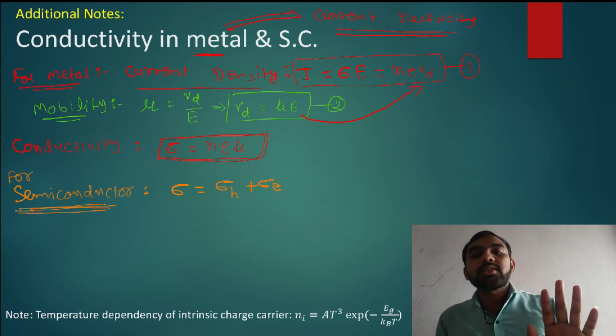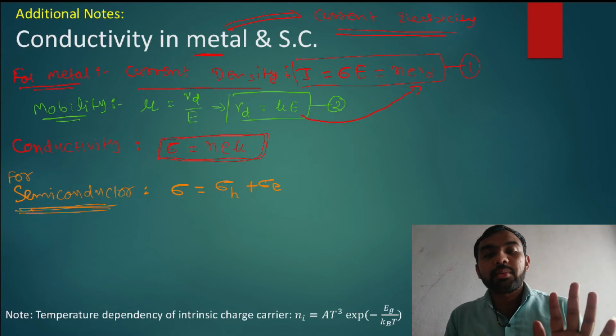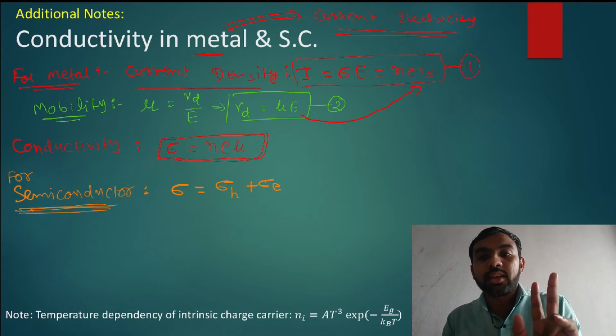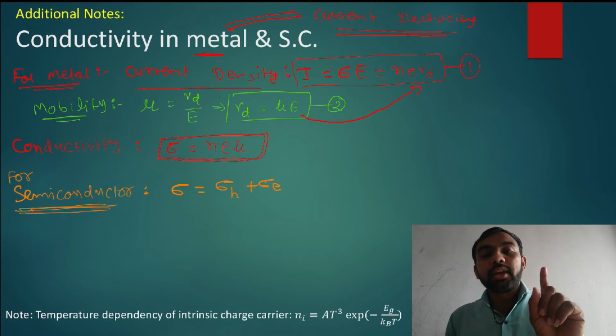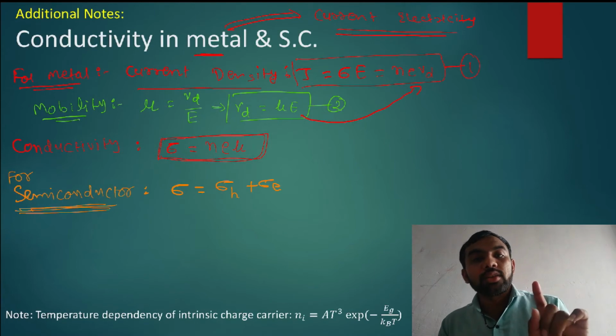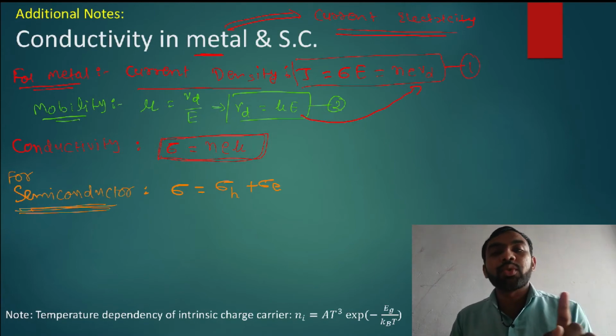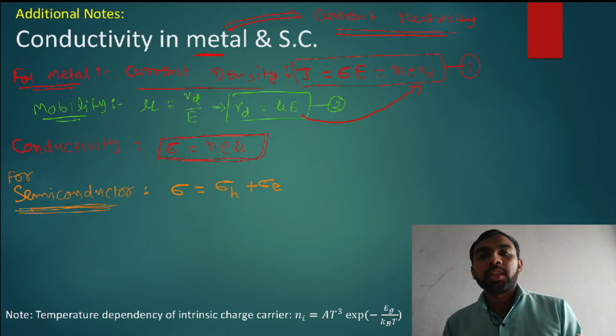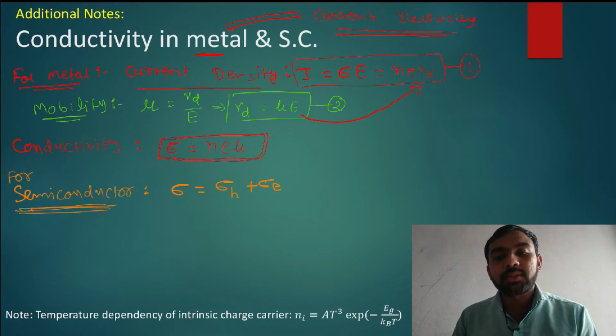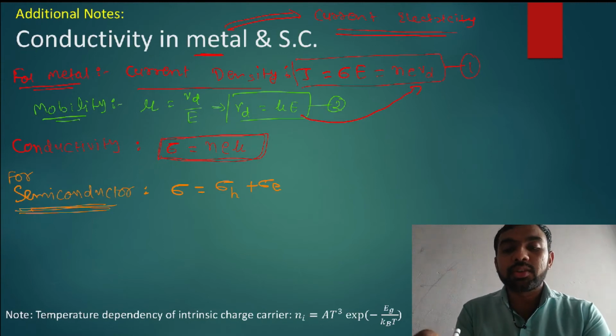मेटल में तो इलेक्ट्रॉन की वजह से कंडक्टिविटी मिलती है, इसलिए वहाँ पे हम सिर्फ इलेक्ट्रॉन यूज़ करते हैं. लेकिन सेमीकंडक्टर में दो चार्ज कैरियर है अवेलेबल, एक है इलेक्ट्रॉन, एक है होल्स. सो टोटल कंडक्टिविटी इन केस ऑफ सेमीकंडक्टर सिग्मा इज इक्वल टू सिग्मा एच प्लस सिग्मा ई. Sigma is equal to sigma h plus sigma e. So use this relation. So what answer do we get?